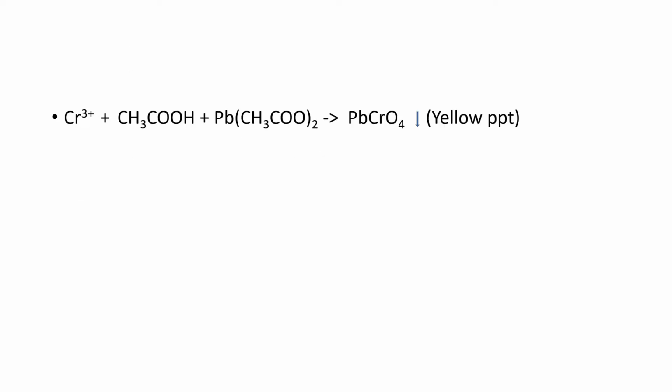Another test that can be used for the detection of chromium is when a chromium salt solution in a slightly acidic medium is treated with lead acetate, a yellow precipitate is obtained. The yellow precipitate is due to the formation of lead chromate.